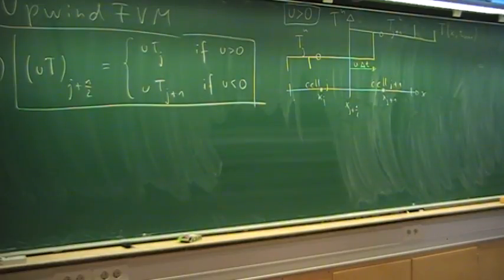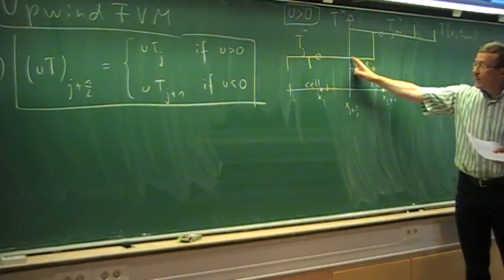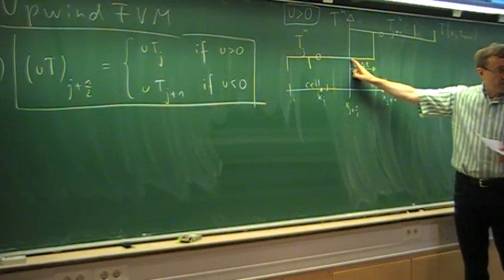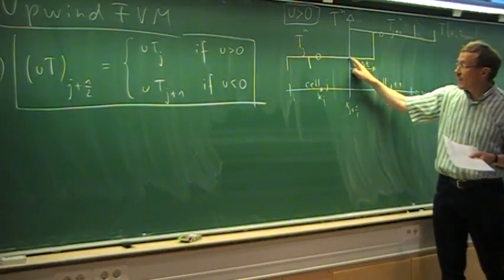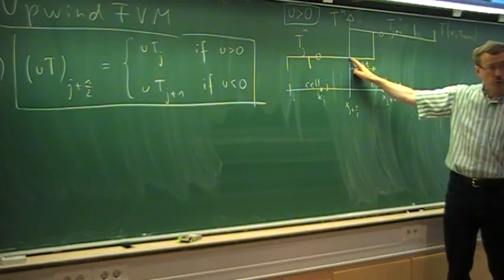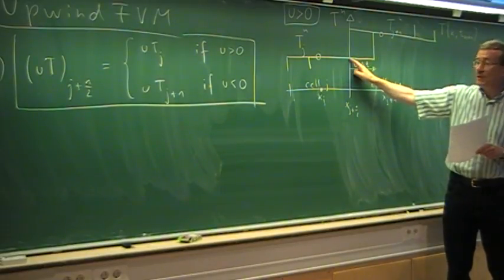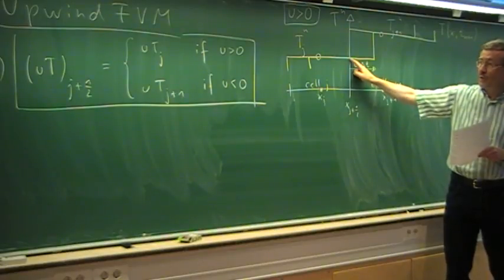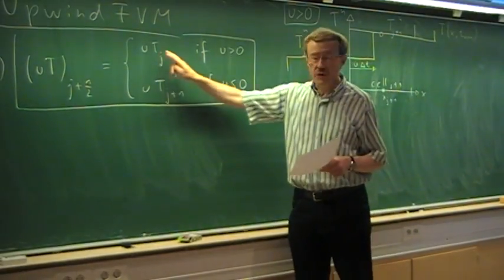So then we see what is happening at the phase. At the phase, we see that we have the value from the left, the tj. So that is the value that we have at the phase, because that is the problem that we have. We want to know what is the flux at the phase, and it is then determined by tj. So then we will have this solution, u tj.